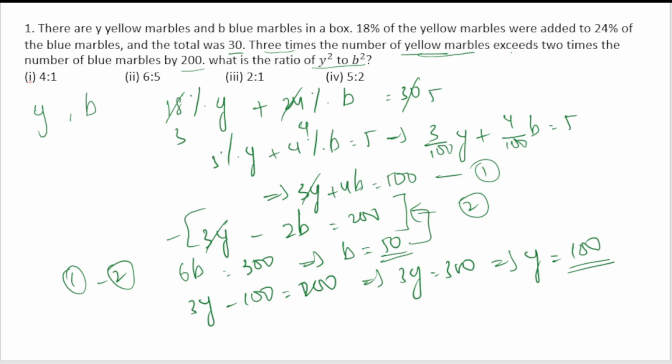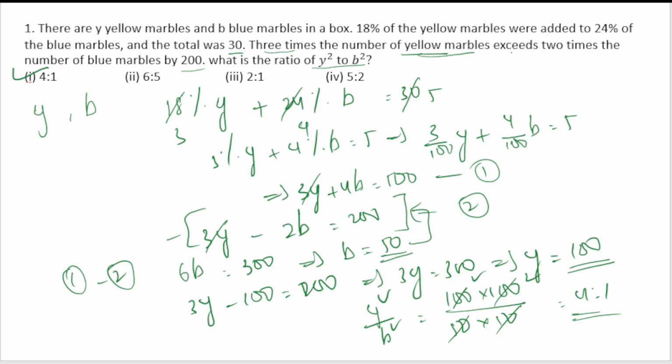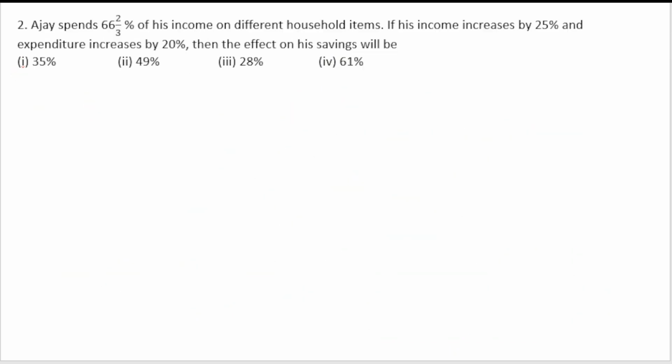We have to find the ratio of Y square to B square. Y square is 100 into 100 divided by 50 into 50. It is 2 into 2, it is 4 is to 1. The ratio is 4 is to 1. First option.